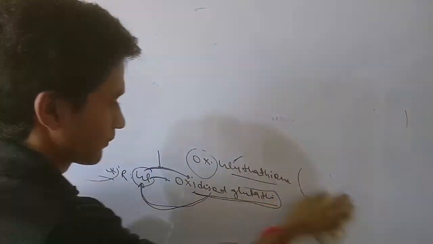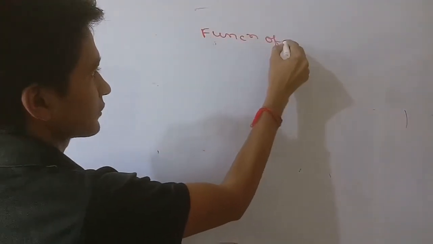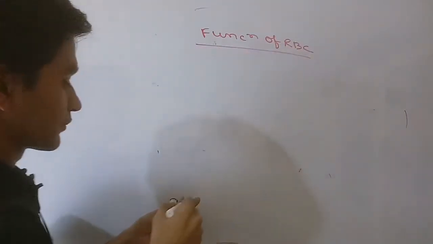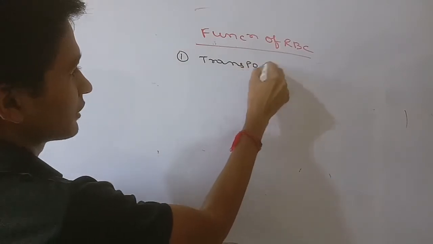Now, these are the two basic metabolic processes that are running inside your RBC. Clear? Now the last portion of the discussion is the functions of RBC. So the first basic function of RBC is the transport of gases, as we all know.